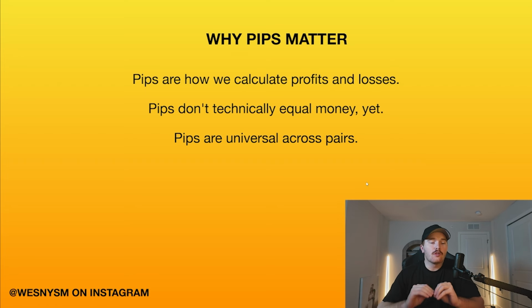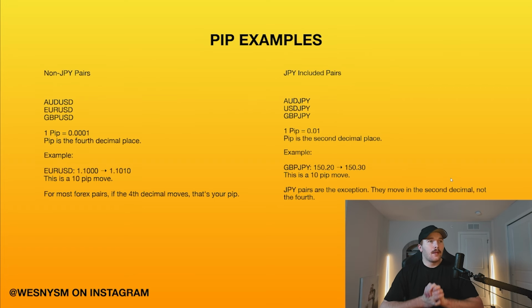But pips are universal across pairs, and this is why they're so important, guys, because it doesn't matter if you're trading currencies, indexes, stocks, whatever. Now there are different conversions for all of those different instruments, but you can always revert back to pips, and you know exactly, when you pair it with what we're going to talk about in a second, how much money you're going to make and how to actually calculate the trade that you're in.